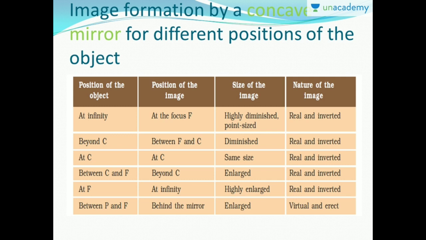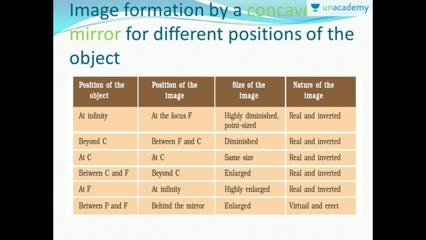Next case, when the position of the object is beyond the center of curvature, the position of the image will be between the focus and the center of curvature, and the size of the image will be diminished, quite small but not intensified, and again it will be real and inverted. When the object is at the center of curvature, the position of the image will also be at the center of curvature. This is very easy to remember. The size will remain the same, real and inverted again.